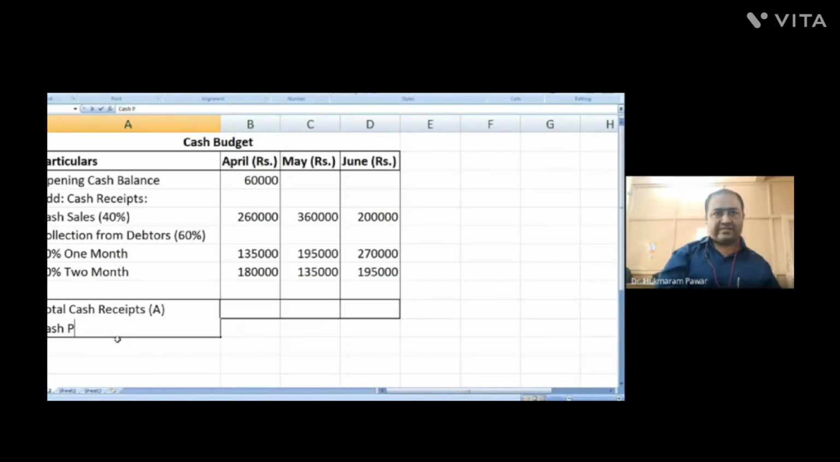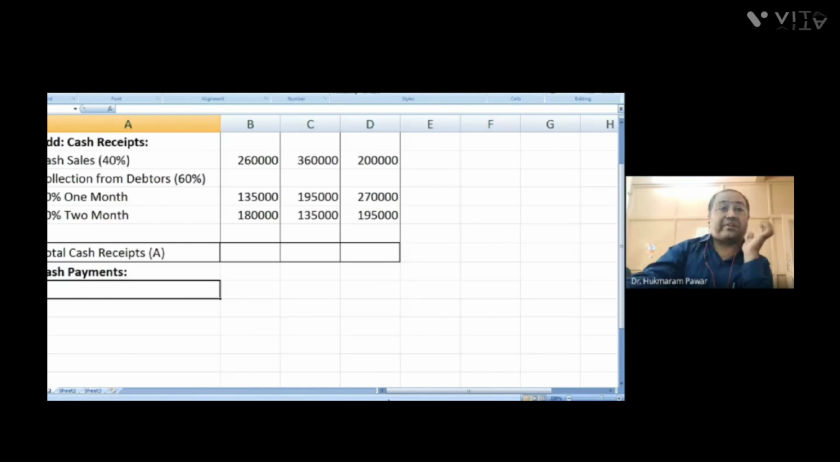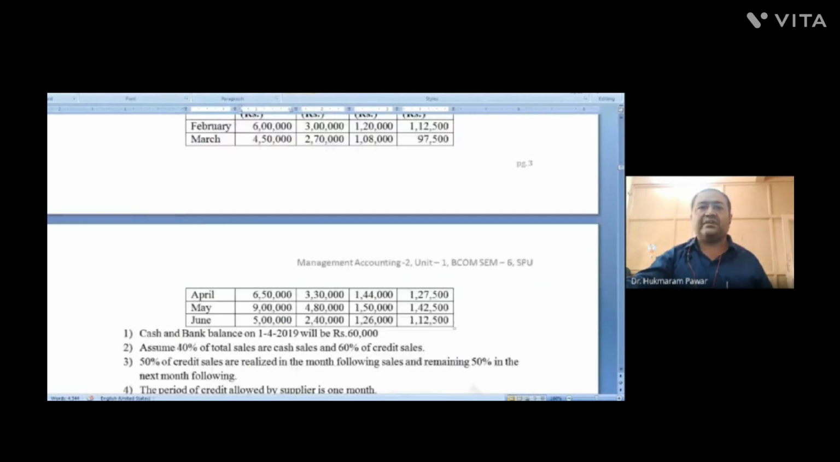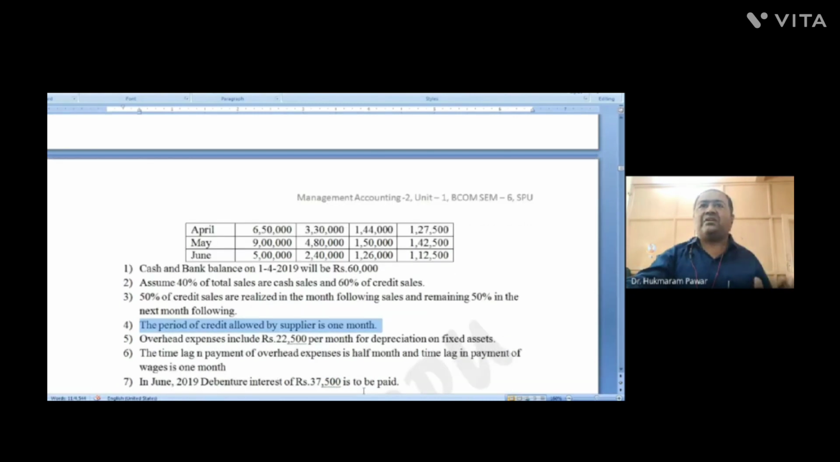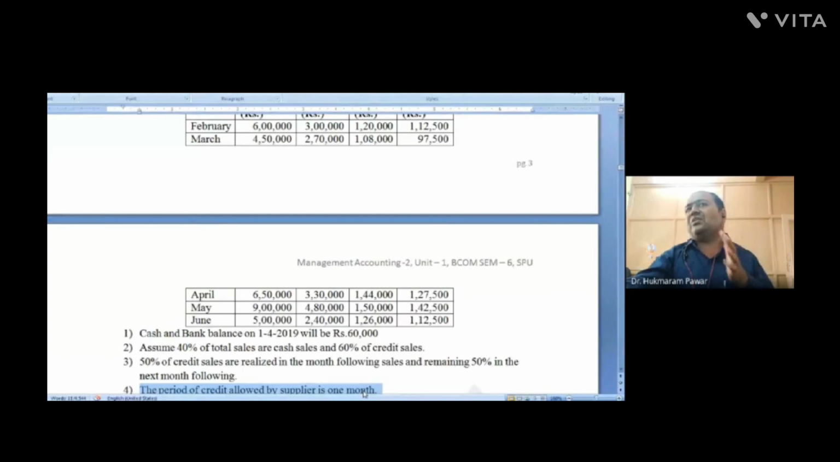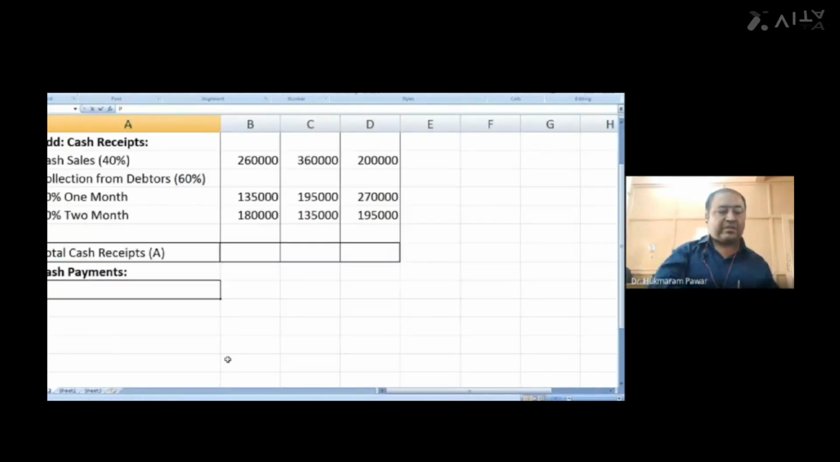Next is the cash payments. Cash balance, cash receipts, and now cash payments. In cash payments, you know that the big payment is always purchase. So what about the purchase here? The period of credit allowed by the supplier is 1 month, and no cash purchase information is given in our example. So it is assumed that all purchases are on credit with 1 month credit. That means payment to suppliers directly. So here we write payment to suppliers.